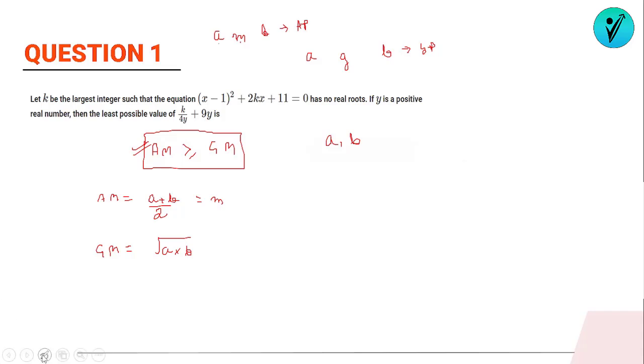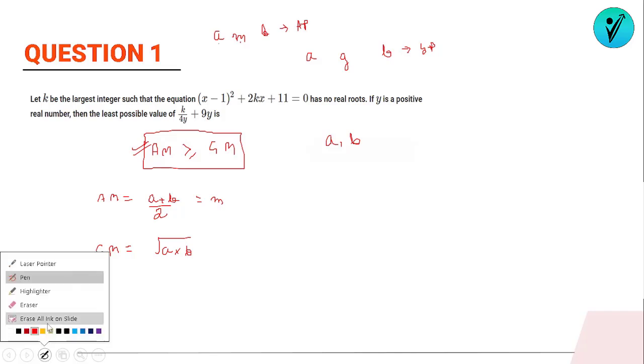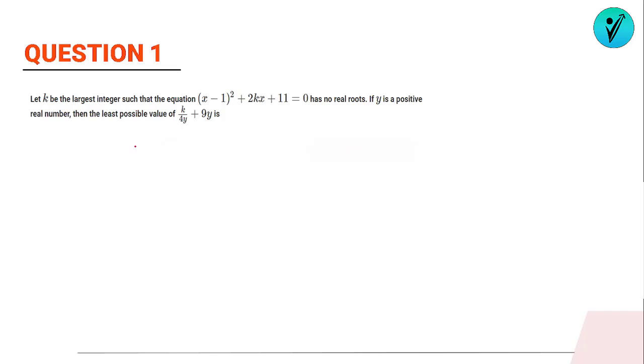Now suppose I'm asking you a very basic question. The question is, what can be the minimum value of x plus 1 upon x, if x is a real number?